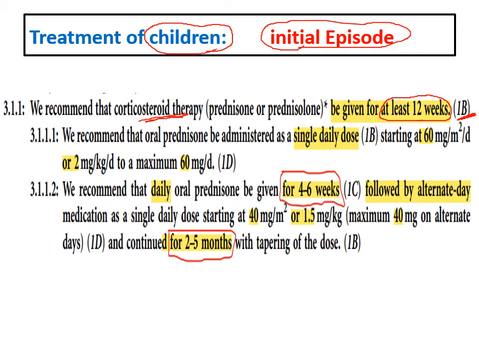How do we start the steroids? As a single daily dose, every day, at a starting dose of 60 mg per square meter per day or 2 mg per kg per day, with a maximum dose of 60 mg per day. So I will start steroids for at least 12 weeks as a single daily dose.